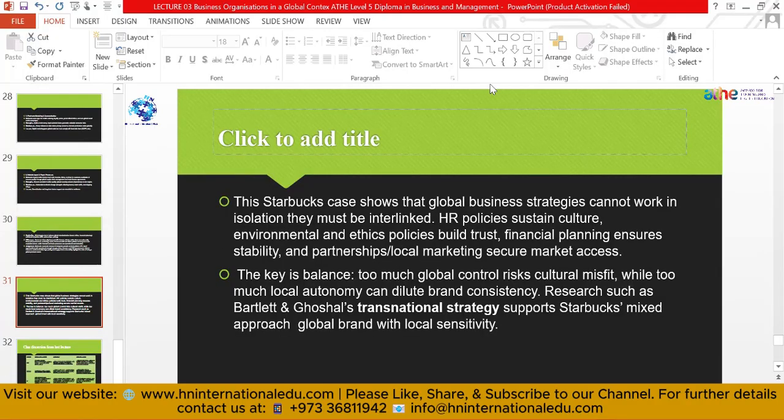So this Starbucks case shows that global business strategies cannot work in isolation. They must be interlinked, interconnected. HR policies sustain culture, environmental and ethics policies build trust, financial planning ensures stability, and partnerships and local marketing secure market access. That is, you are making sure that the country, as in Pakistan, is happy and the home country is also happy. You have to go side by side. The key is balance. Too much global control risks cultural misfit, while too much local autonomy can dilute brand consistency. So you need a balance between both of them.